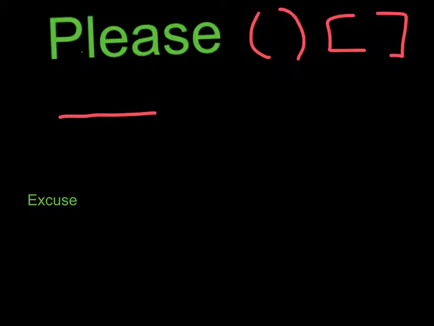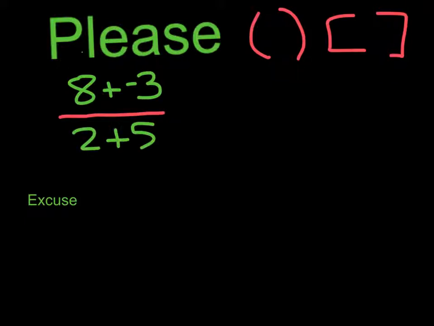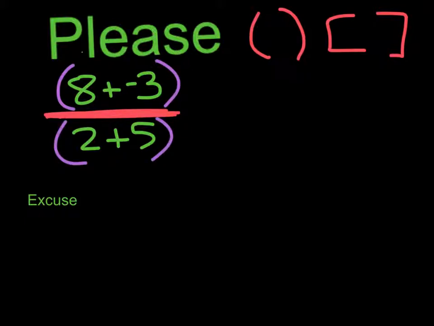The big fraction bar. If I had something like 8 plus negative 3 over 2 plus 5, okay? I don't have the curved parentheses or the brackets, but this big fraction symbol is another form of a grouping symbol. What that really implies is that you have to do the top, and then you have to do the bottom, and then you divide.